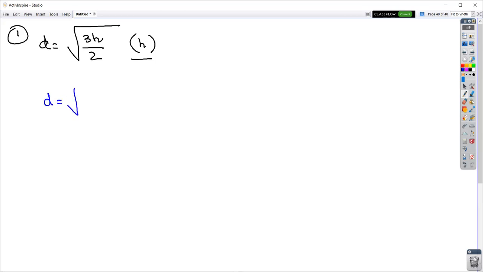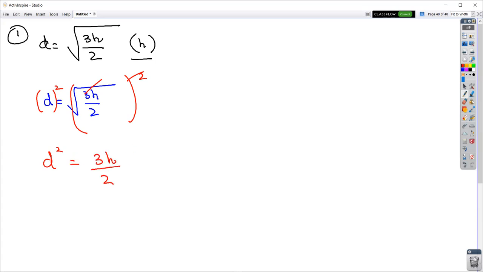So we are having d equals root 3h over 2. As I said, the inverse of that is the square. So I'm going to do the square on the left-hand side and the square on the right-hand side. The square and the square root would cancel. You'll be having d squared now on the left-hand side and the right-hand side is 3h over 2. Now, because we are trying to make h the subject, we have got denominator 2. So because the denominator 2 is a divide, the inverse of a divide is times by 2 on both the sides.